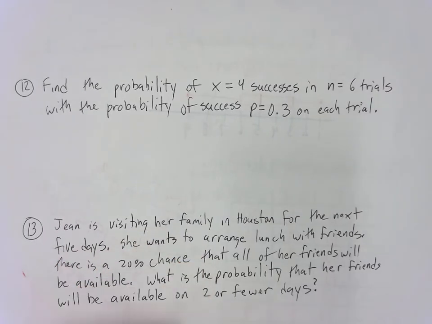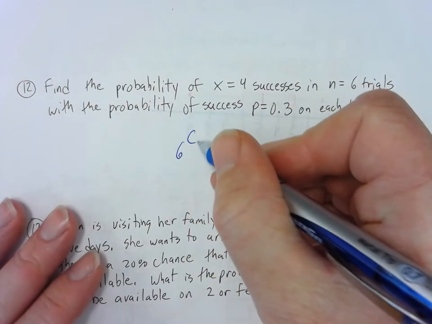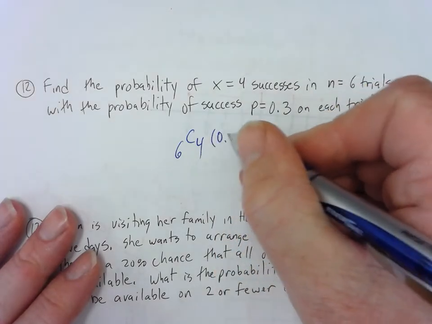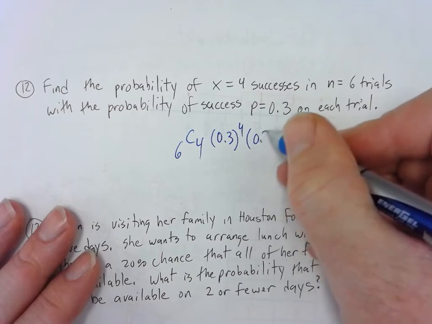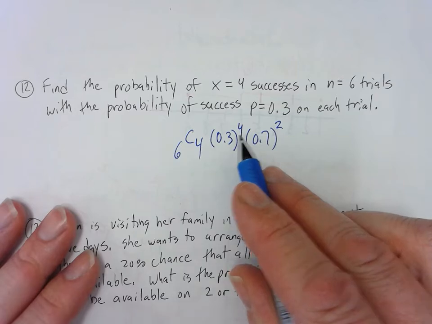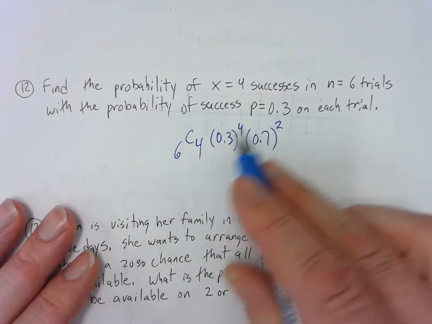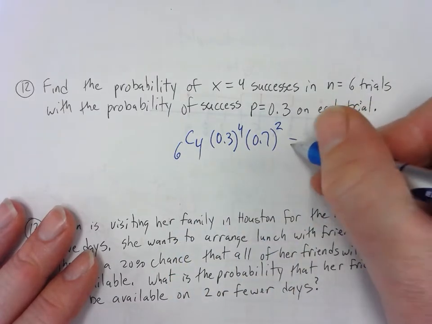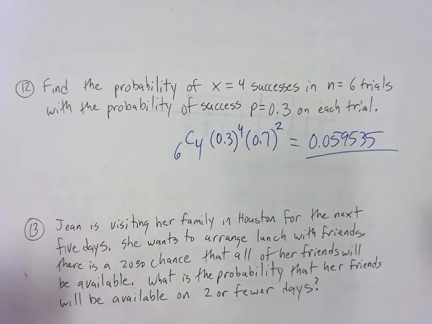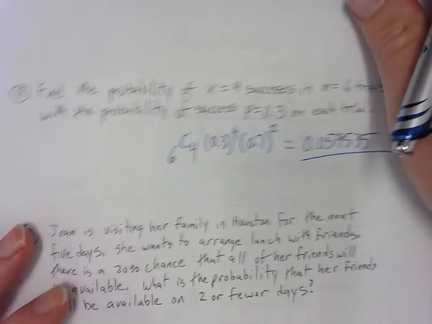Okay, number 12. We're going to find the probability. This is the probability formula, so we have 4 successes, 6 trials, so the formula is 6C4. You got the trials, successes, probability of success 4 is 30%, 0.3 to the 4th power, against would be 70%, and that would be 2 against. So you got 4 and 2 against. That adds up to 6 total, and those match there. You type this into the calculator, and you get 0.059535.